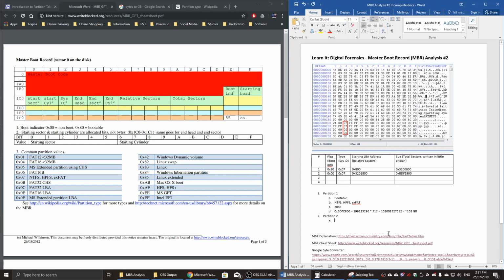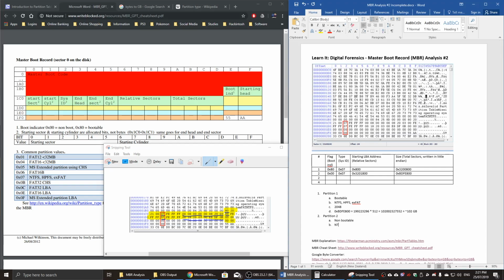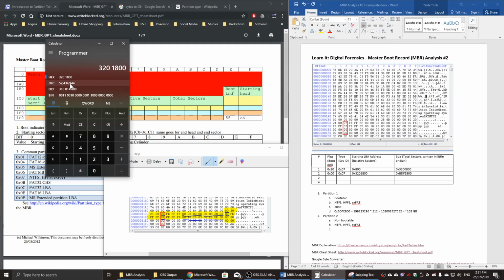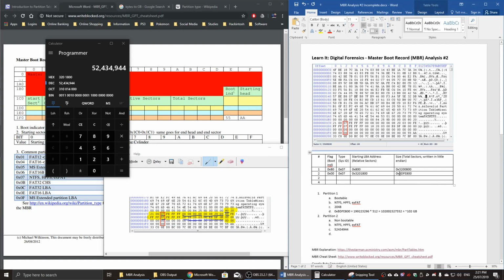So again, this is a non-bootable partition by looking at the boot flag indicator. It's 00, so it's non-bootable. And the 07 again is the same thing, NTFS, HPFS, exFAT. And the starting LBA is that much in decimal. Oh whoops, I had done the calculation for the wrong one. This particular calculation was for this partition, not for the first partition, my mistake.